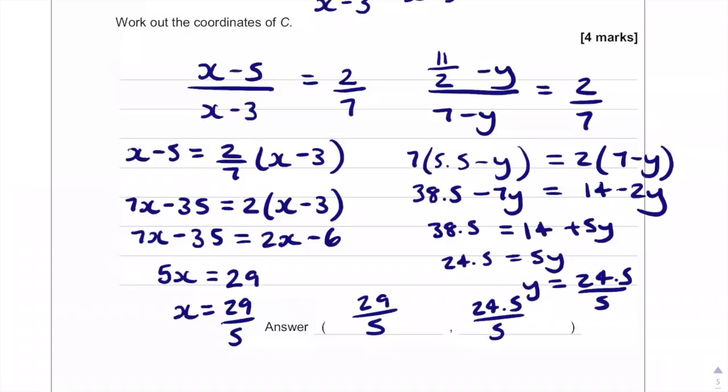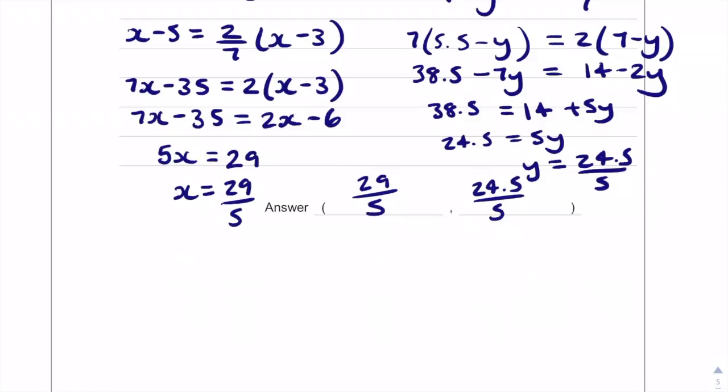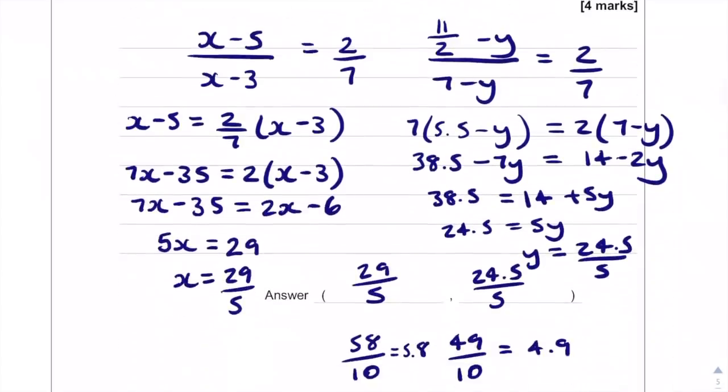Okay, I'm probably going to convert these into decimals. So I can multiply 29 by 2 to get 58 over 10, and I can multiply 24.5 by 2 to get 49 over 10. And that, of course, simplifies to 5.8, and that simplifies to 4.9. So they are my answers for x and y.